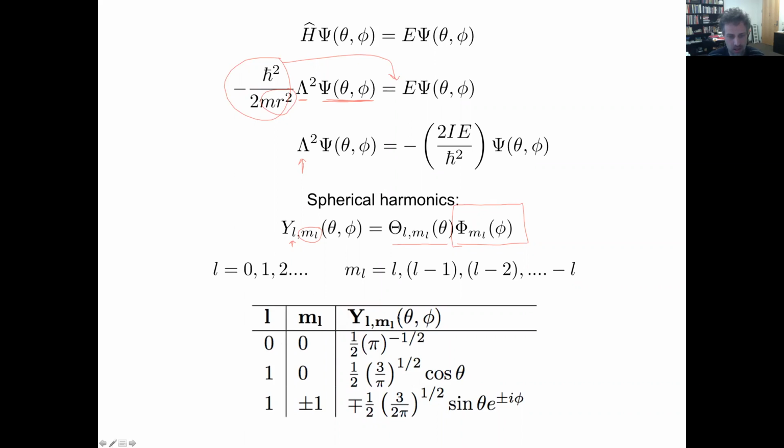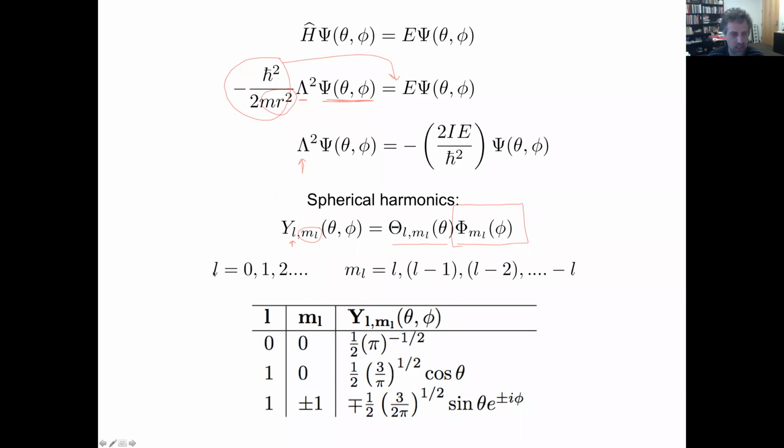And in that case, the solution for the spherical harmonics is the following. It's just a constant. That's easy. So it's just a constant on the sphere, which means this is completely spherically symmetric. Everywhere on the sphere it has the same amplitude.